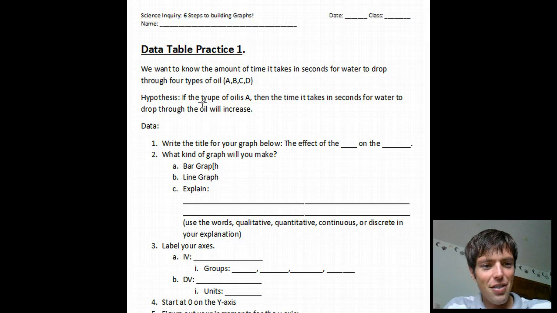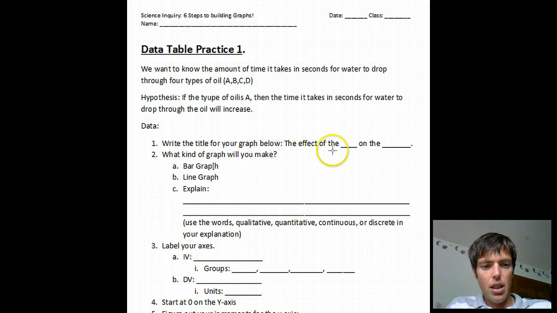This should read, if the type of oil is A, then the time it takes in seconds for water to drop through the oil will increase. You should remember this, right, from the data table packet. So we've already got our data table. You took care of that. And the first thing we need to do to write our graph is the title.